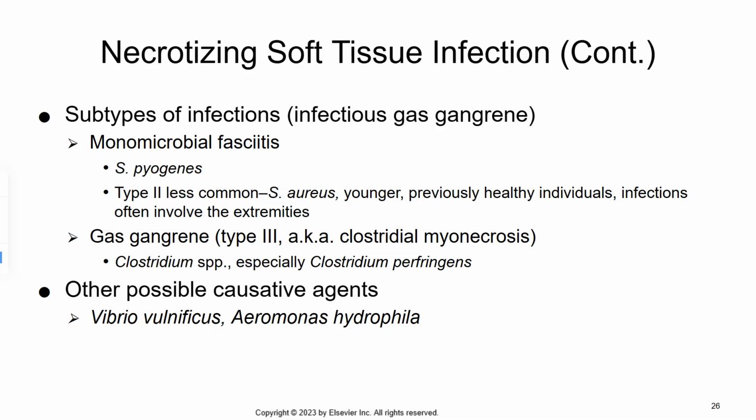So monomicrobial fasciitis is typically caused by staph or strep pyogenes. Type 2 is less common, Staph aureus. Younger, previously healthy individuals' infections can involve the extremities. Gas gangrene, type 3, Clostridial myonecrosis, Clostridium species, especially Clostridium perfringens. Other possible causative agents: Vibrio vulnificus and Aeromonas hydrophila. So these are found in saltwater areas, so typically more coastal regions, tropical regions, and around saltwater. And if they happen to get inside of a wound, they can cause some pretty significant infections.